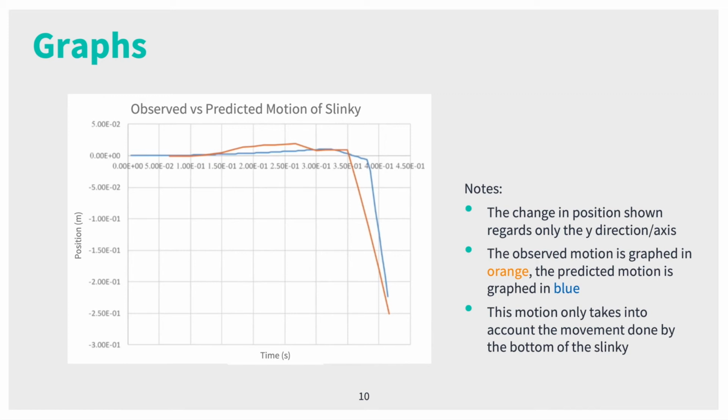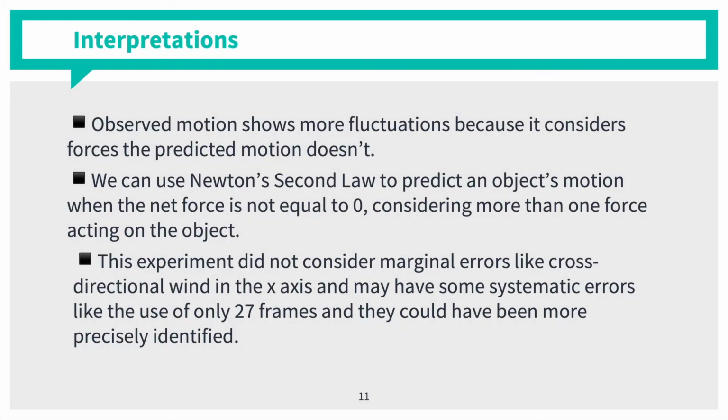In this graph, we can also appreciate that the observed motion deviated more from the average values than the predicted one because the predicted one is more exact and doesn't take into account other factors like other forces acting in the environment. Some interpretations that can be drawn from this experiment are that the observed motion shows more fluctuations because it considers forces the predicted motion doesn't, like the drag force and the x-force.